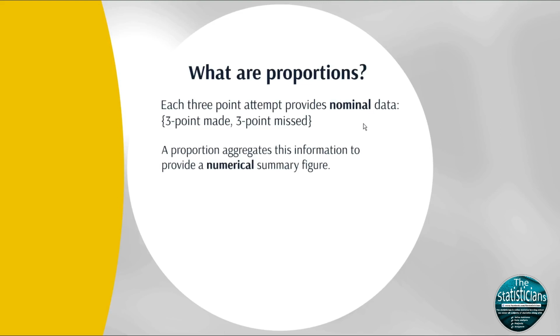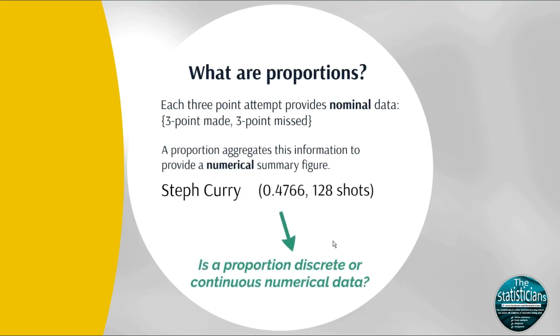Now, Steph Curry in this season so far, in 2018-19, has made 128 3-point shots, and this is his percentage, 0.4766. So each of these 128 shots are actually nominal pieces of information. And this proportion is some kind of summary of that.